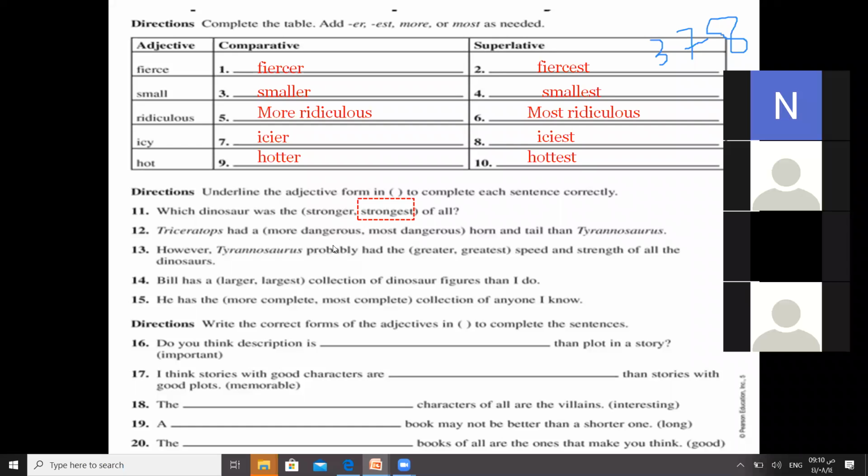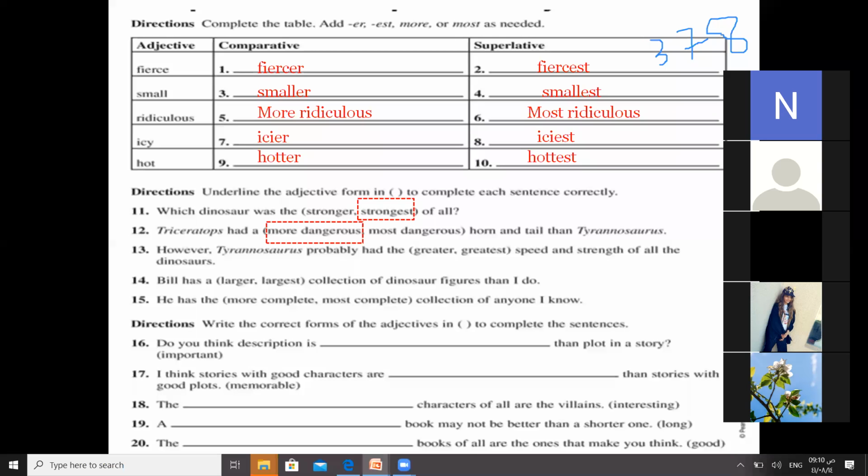Had more dangerous, most dangerous? More dangerous than the Tyrannosaurus. I'm comparing between two, so your answer is correct: more. However, the Tyrannosaurus probably had the greater or greatest teeth of all dinosaurs. Greatest. In this kind of question, it's very important to complete the whole sentence.